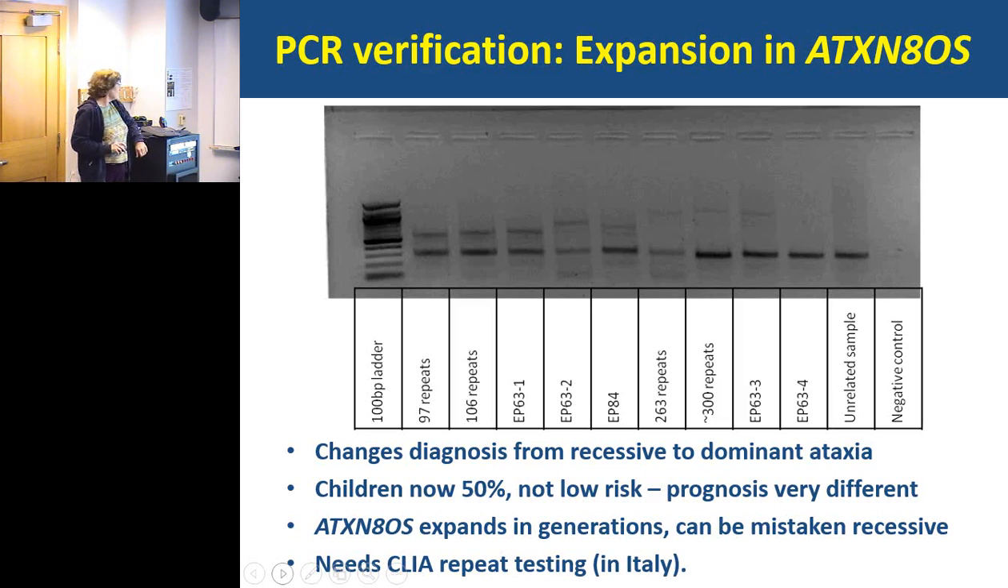So what does this mean? This is practically very important for this family. It changes the diagnosis from recessive to dominant ataxia. And that means that there are four children, so each of them has two children. Instead of being told there's very little risk for your children, about 2% or whatever, because the genetic counselor said this is a recessive case and the parents are unaffected, now the children have 50% risk. So the chance that one of the four children actually inherited this expansion and will get this disease is pretty high. This is very relevant for the family.